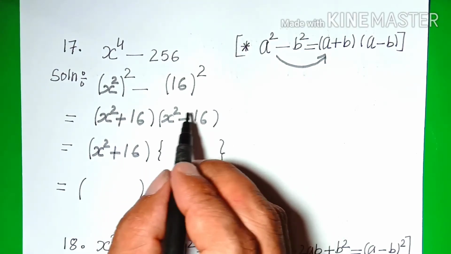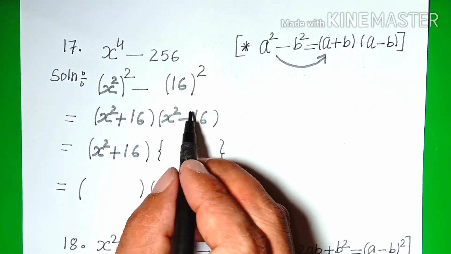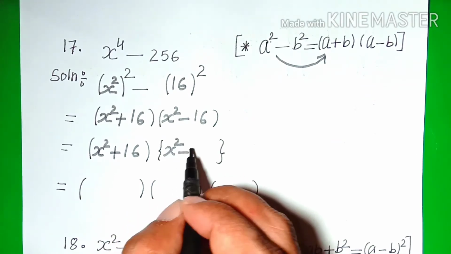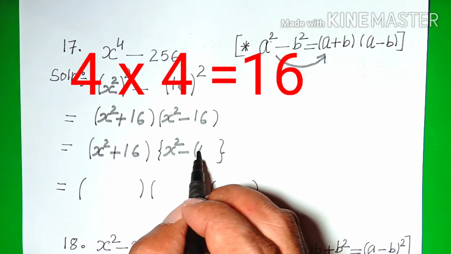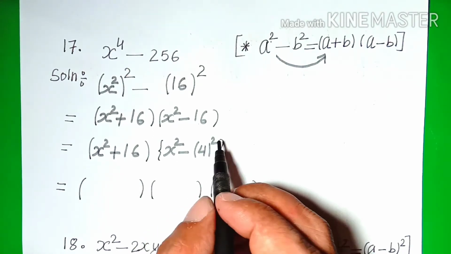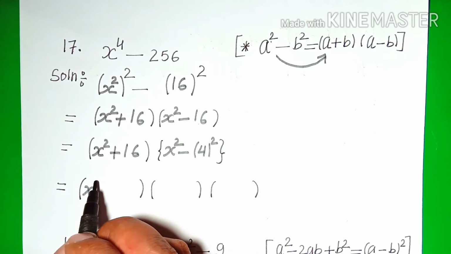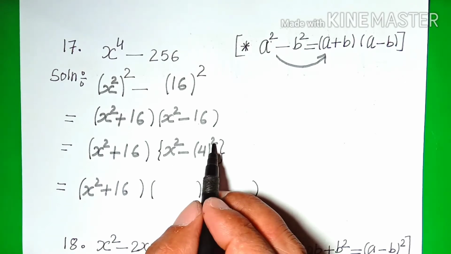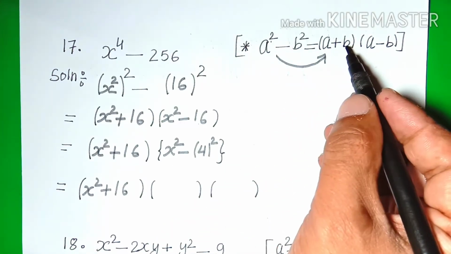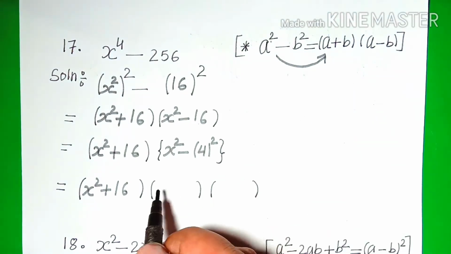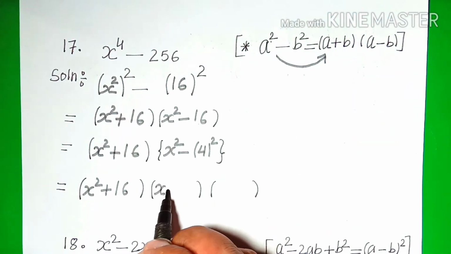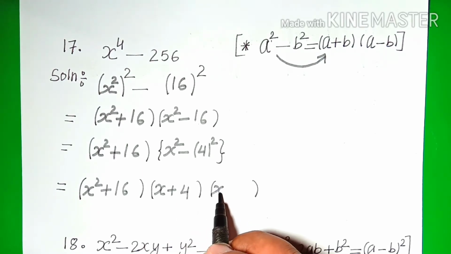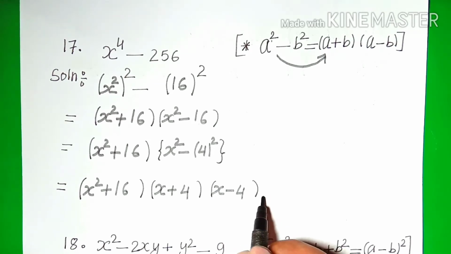Again this factor can be written in the form of a square minus b square. So x square minus 16 is a perfect square of 4, so 4 square. Now this side you will have to drop the same, x square plus 16, and here a square minus b square. Again you can take this formula a plus b into a minus b. That can be a, which is x, plus b, that is only 4. A minus b, that will be x minus 4.